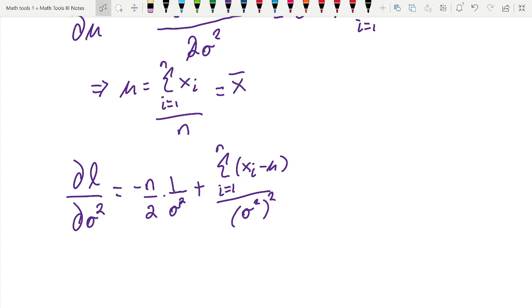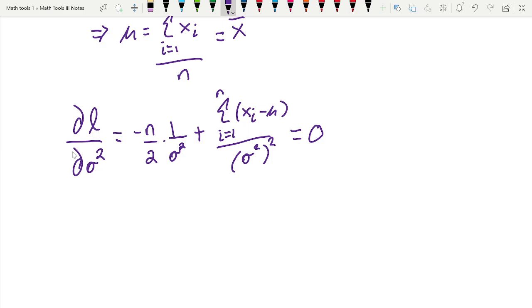Okay. So we're going to set that equal to 0. And then you can go ahead and multiply everything by sigma to the 4th, I guess. All right, so this will be negative n sigma squared over 2. This sigma to the 4th will cancel. And I'll just break this up now. Sum of xi minus n mu equals 0. Okay.